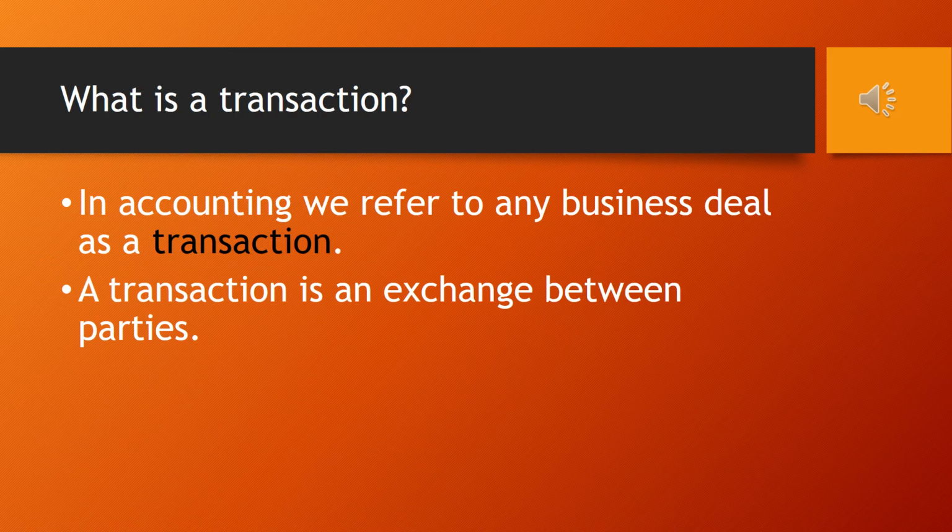What is a transaction? A transaction is an exchange between two or more parties. For example, if you buy something at the tuck shop, you give money in exchange for some sweets or any item that you like to buy. So this means there was a transaction between you and the tuck shop. Usually for a transaction to happen, there needs to be an action and money needs to be involved. So in accounting, we refer to any business deal as a transaction. Basically, a transaction is an exchange between parties.